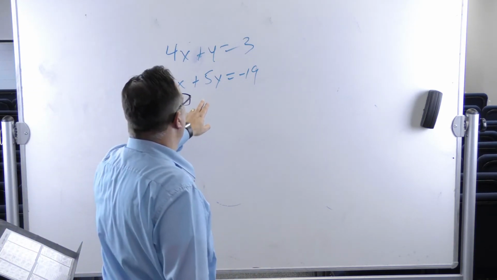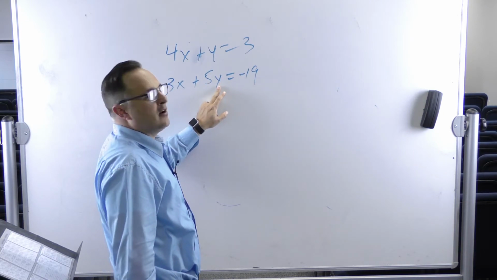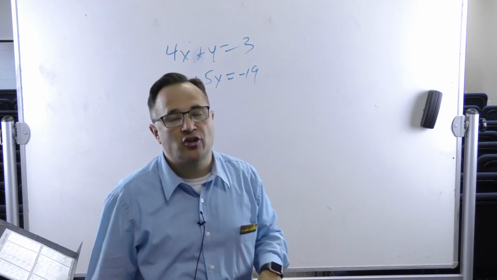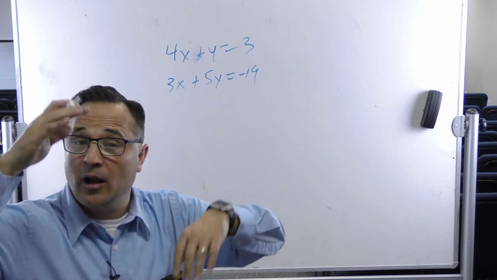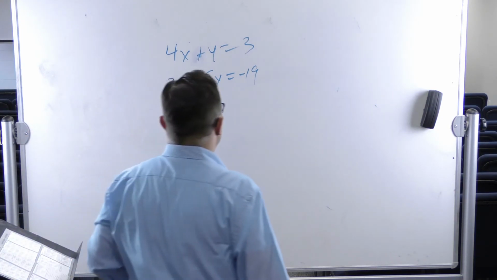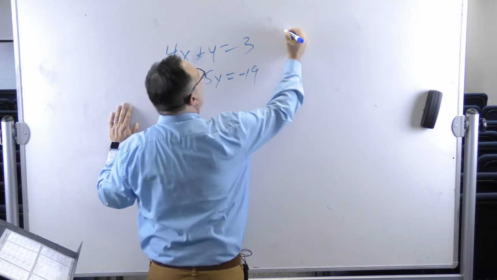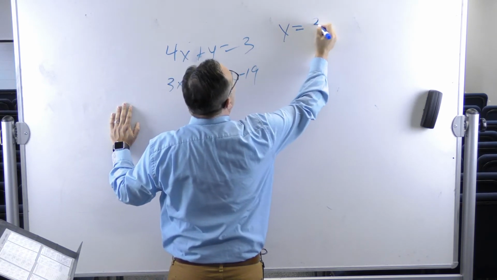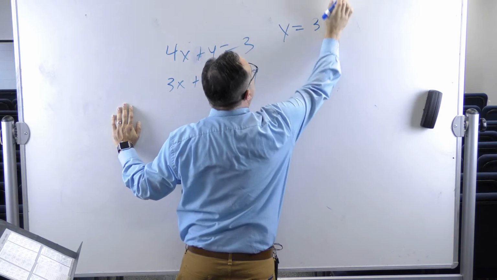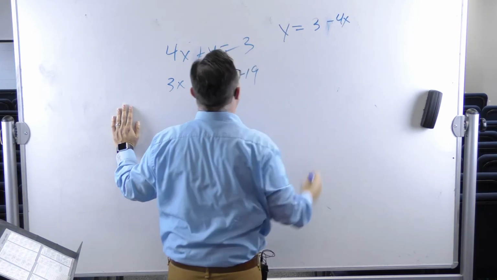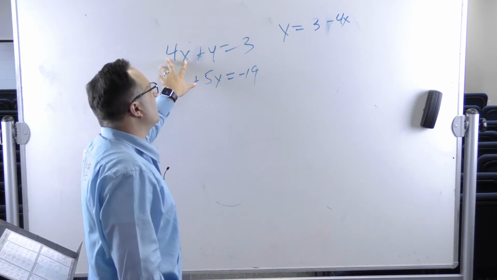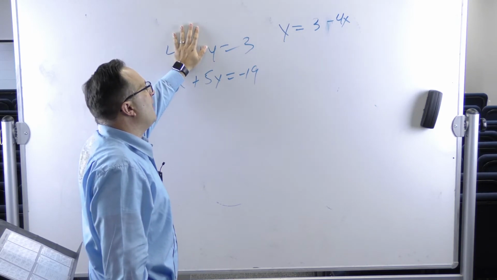Let's get the y by itself and then substitute it back in here, because they want you to do it that way just so you can try it. You could stack them like we've been doing, but let's try to do substitution now. So to get y by itself, I go y equals 3 minus 4x. Y'all see how I got that? I just subtracted 4x from both sides. It got rid of it there. Now I have y all by itself.